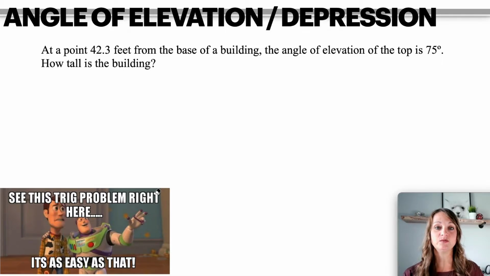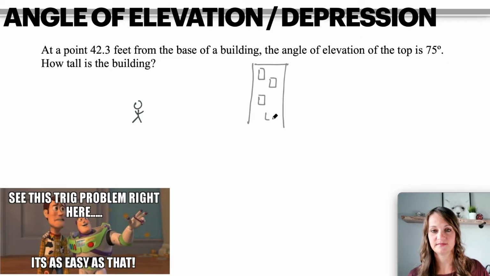So what we can do is we can actually take the angle of elevation and actually determine different heights or lengths of real-world connections. So for example, let's say at a point 42.3 feet from the base of a building, the angle of elevation is 75 degrees, and they want to know how tall is the building. So what we are going to do is we are going to actually draw a person, and then we're going to have a building. So let's say this person is some type of feet away from this building. And the angle of elevation is 75 degrees.